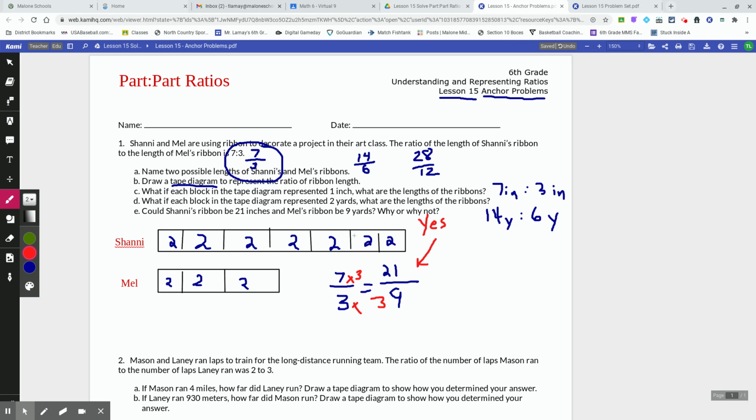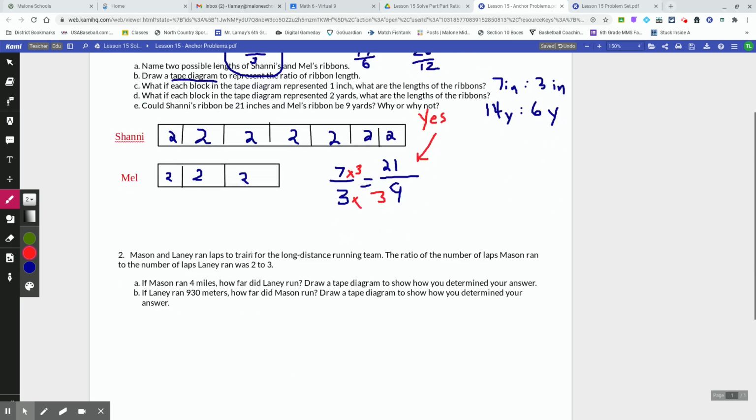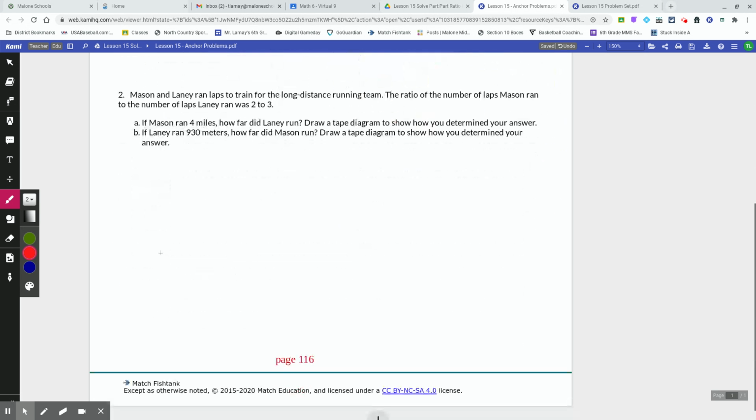All right, so this is a tape diagram. It's a way to represent the ratio in order. Number 2 says Mason and Laney ran laps to train for the long distance running team. The ratio of the number of laps Mason ran to the number of laps Laney ran was 2 to 3. It says if Mason ran 4 miles, how far did Laney run?